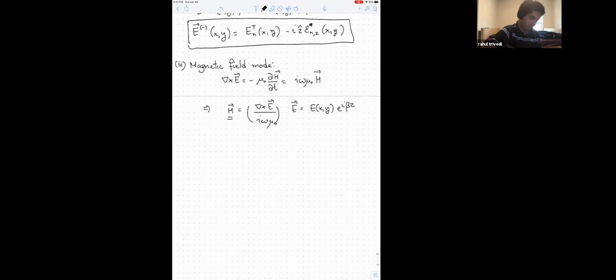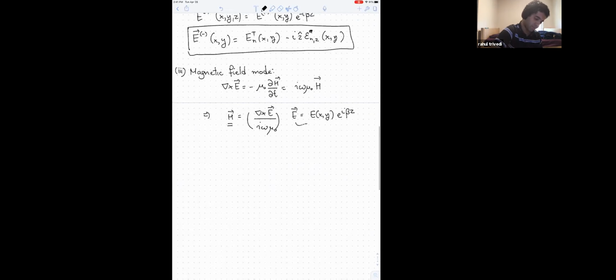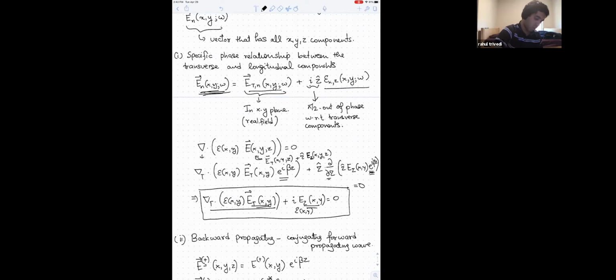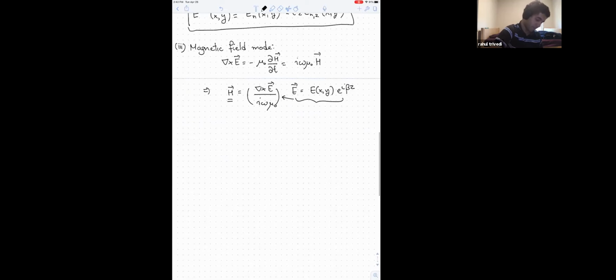And I will leave for you to show this, or you can also go and read the notes, that if you do plug in this form of the electric field into this curl operator, and you use the fact that your electric field mode has a transverse real and an imaginary z component, what you end up getting is that your magnetic field H also has a transverse real, plus an imaginary z component, right? So this just follows from Maxwell's equations, right?